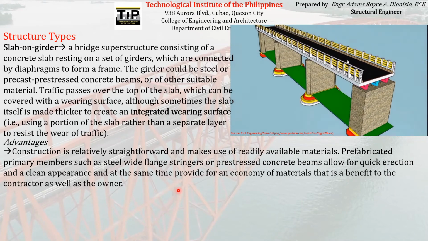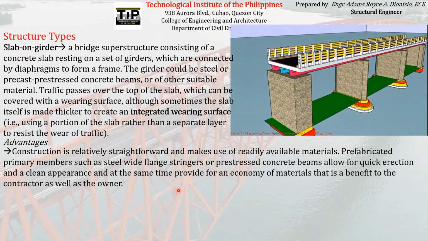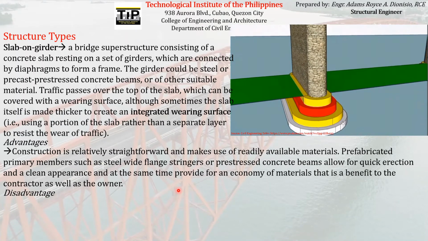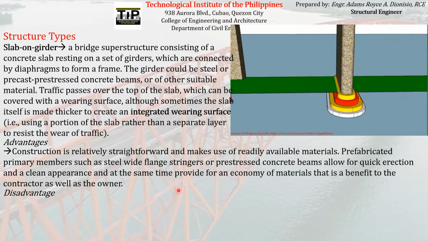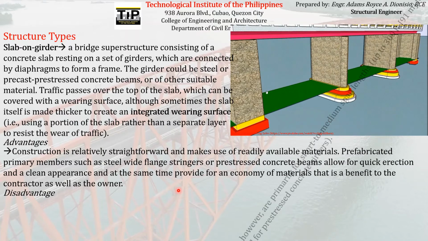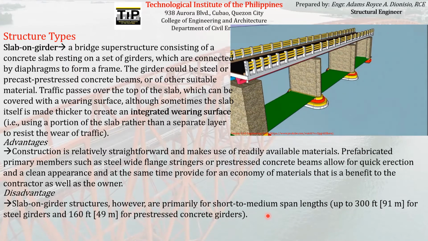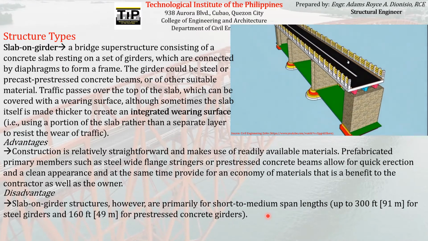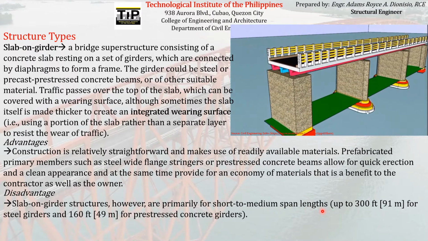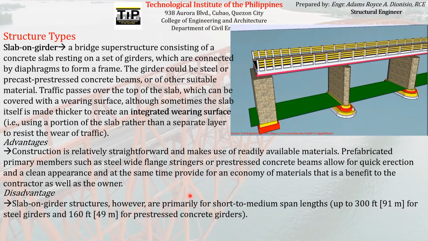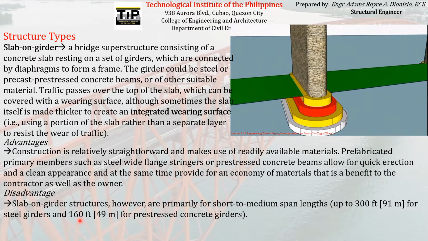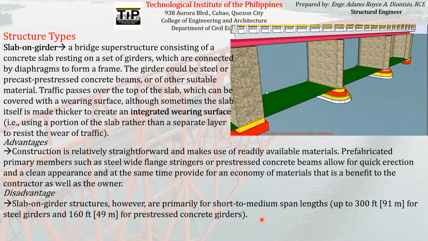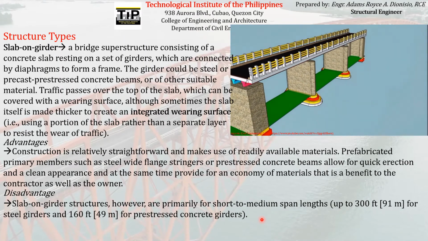So if there are advantages of using slab on girder type of bridge structure, there is also a disadvantage. So what is the disadvantage of using slab on girder type of bridge structure? The only limitation that we have here is that it will be primarily used for short to medium span lengths, up to 300 feet or 91 meters for steel girders, and 160 feet or 49 meters for pre-stressed concrete girders.